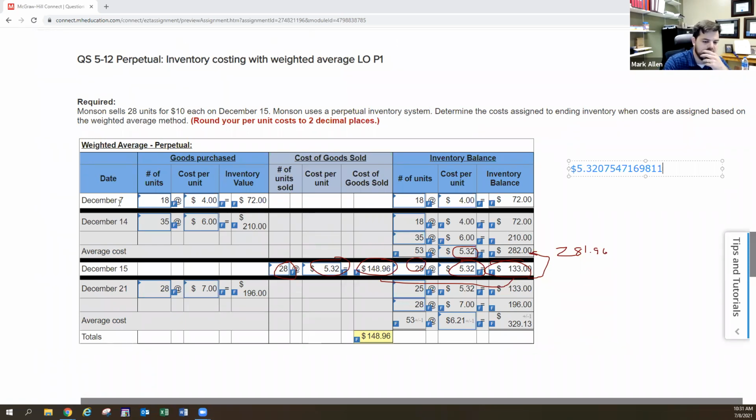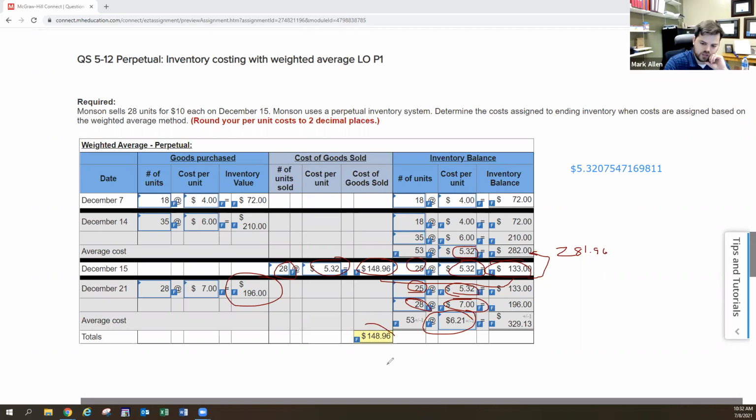And then finally, in the next piece, we had 28 units at $7, which is $196. So you'll notice we had 25 at $5.32 and 28 at $7. Once again, we had more weight on the $7, so I would expect the weighted average to lean closer to it than to the other. And in fact, it does, by just a little bit. So we come out with a new average of $6.21. This was the $133 plus the $196, which is $329, divided by the 53 here, which is $6.21.